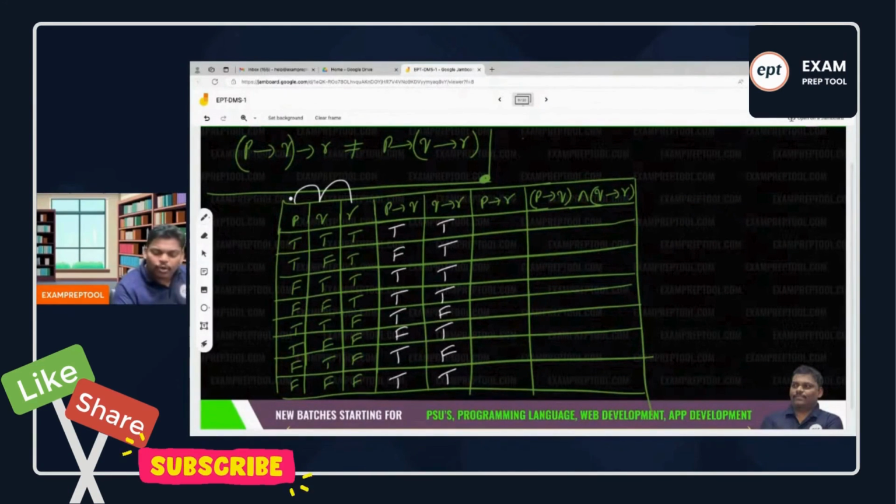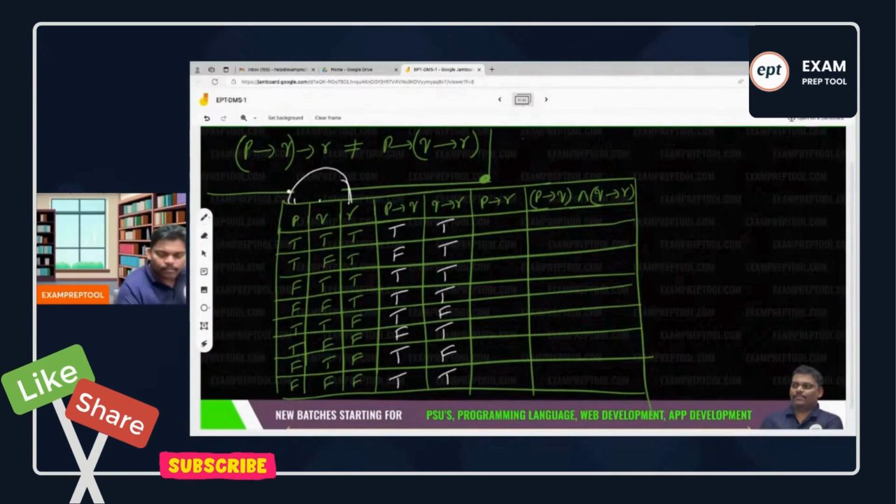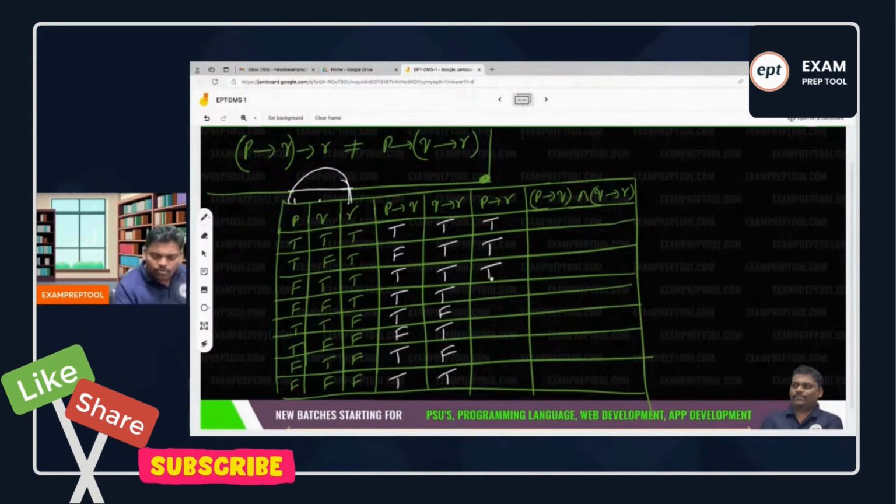P implies R. Can you see this? Can you see P implies R? What is the answer? P implies R: true, true, true, true, true, true, true. It is also true. It is false. It is also false. It is true. It is true. Now let me go to the last one.